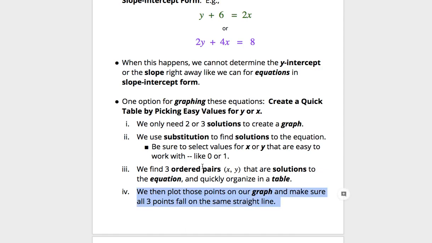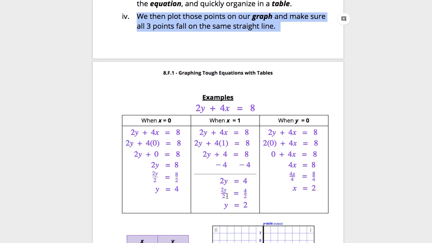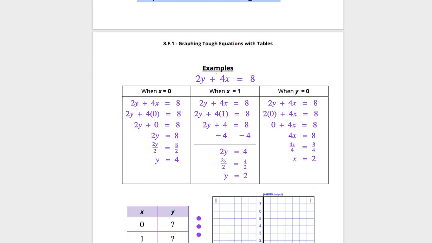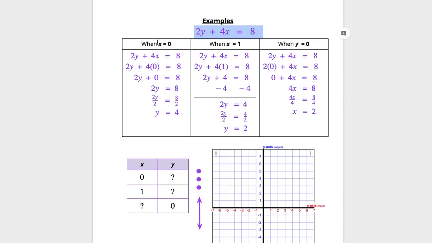Once we have our 3 ordered pairs or our 3 solutions, we can plot these points on a graph, make sure they all fall on the same line. Here's an example of a challenging equation for which we do not know the slope and y-intercept right away. If we're trying to graph by creating a table, I'm going to pick simple values like 0 or 1 for x, like 0 for y, and plug those into this equation.